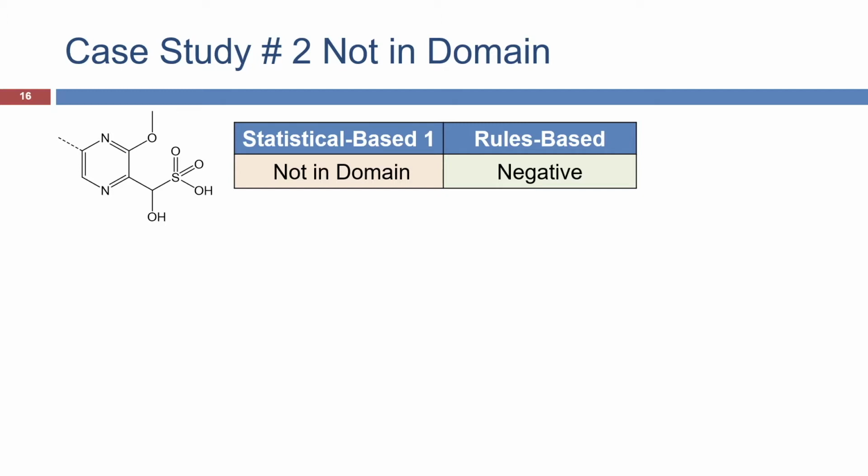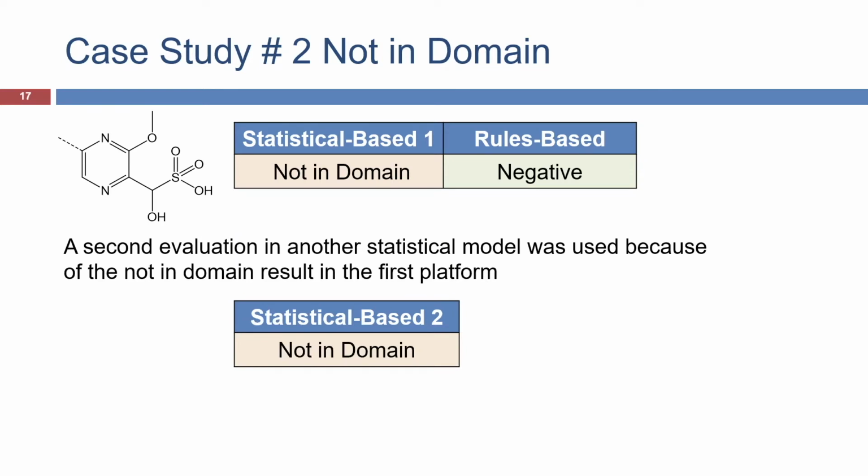So in our case, going back, ICH M7 wants to have the prediction of two methodologies, and a not in domain or inconclusive is not considered a prediction. So in our work process, we like to evaluate the molecules that are not in domain in the first statistical based method in a second statistical based method. The reason why is because the different models have different training structures, and even if you have a not in domain in one, it doesn't mean that a second model will not have some training sets that will allow a prediction. In this case, we did still have a not in domain prediction in the second.